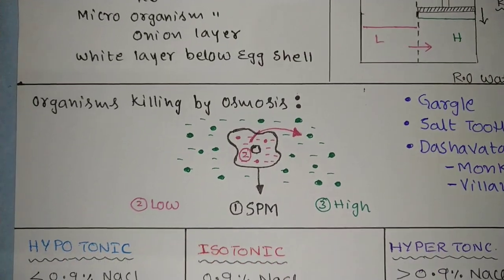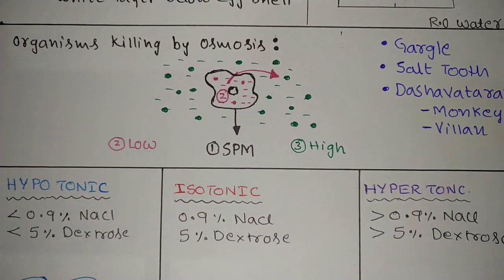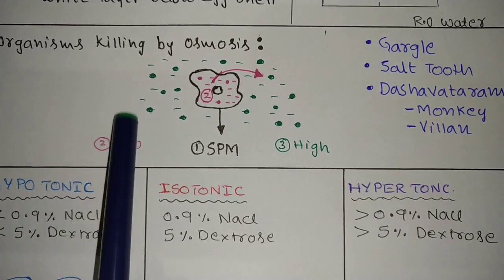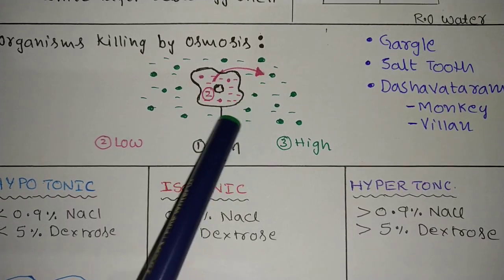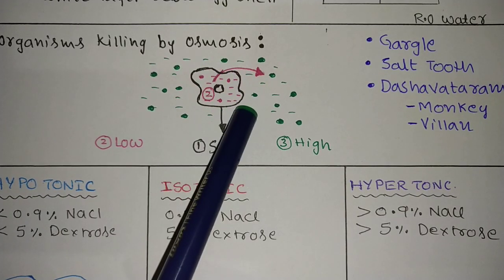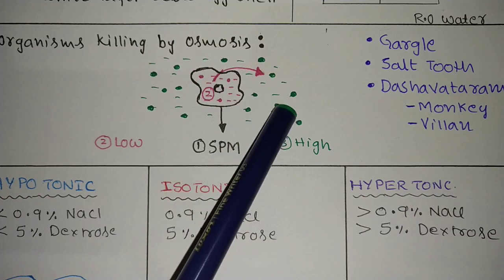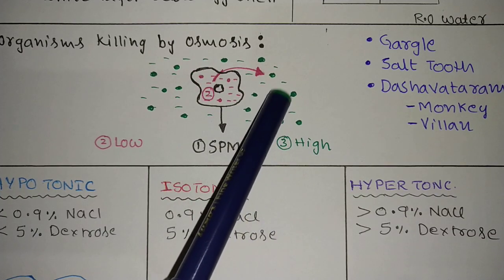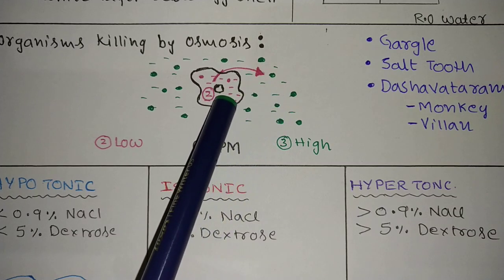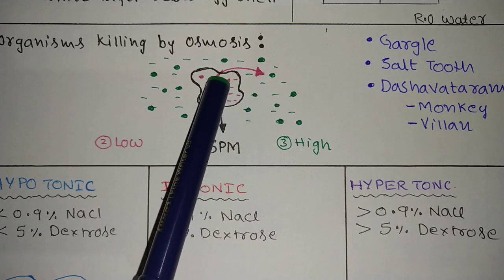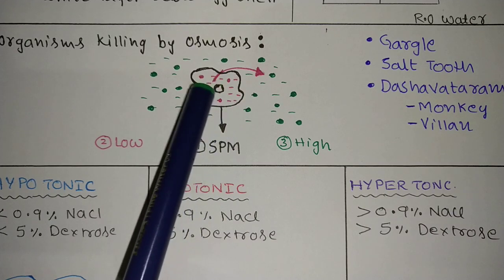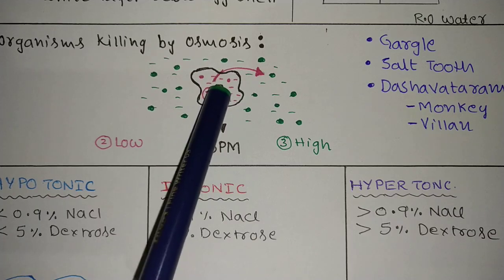Next, osmosis kills the organism. See, organisms are killed by osmosis. How, we will see here. Here, one organism, a microorganism, and outside I put a high concentrated solution, NaCl solution. Inside the organism there is a low concentrated solution, water or the things like plasma or whatever may be present inside the microorganism, that is a low concentration.